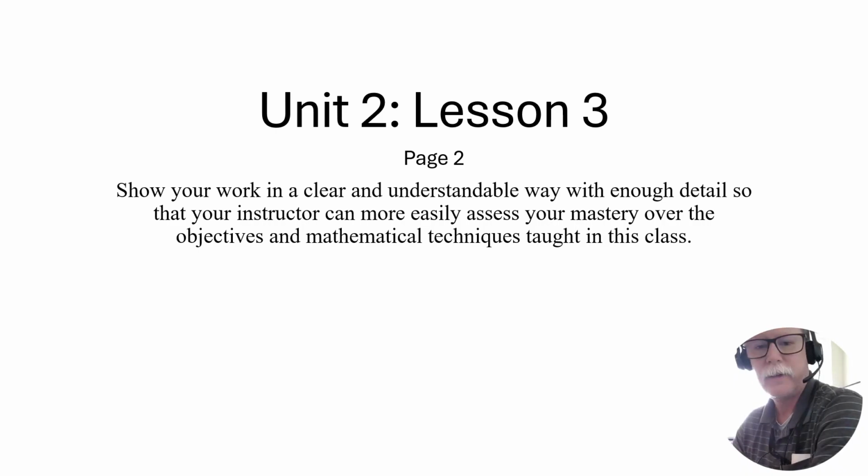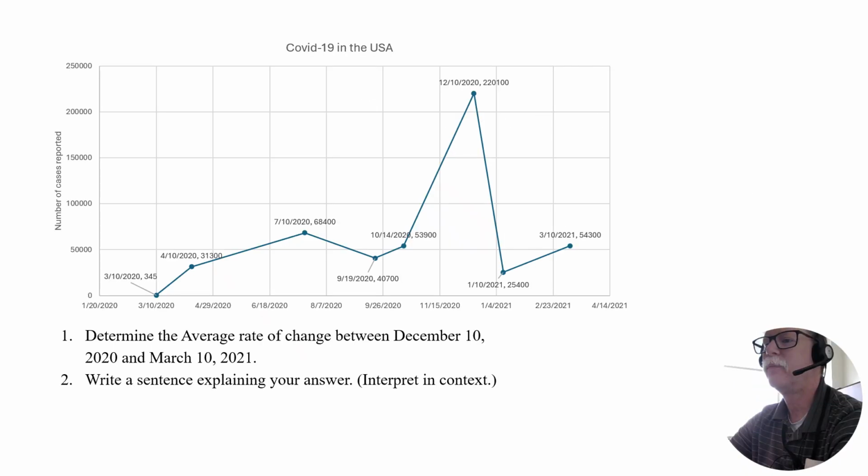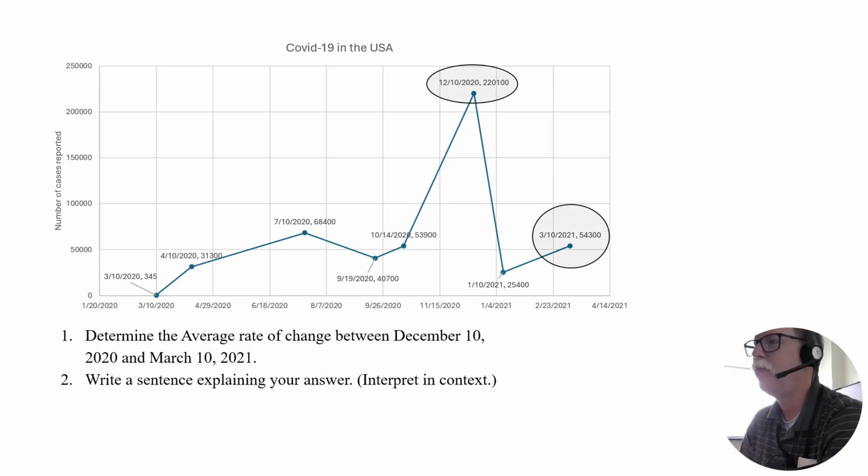Hello. Let's take a look at this word problem. Exactly the same graph. So again, identify where the two values are on the graph. Now, can you tell whether that is increasing or decreasing? It is decreasing, so we should expect a negative answer.